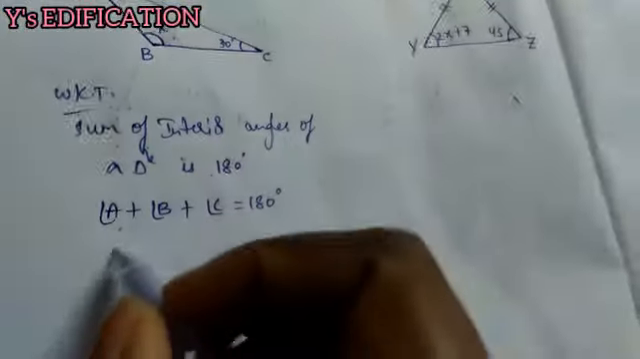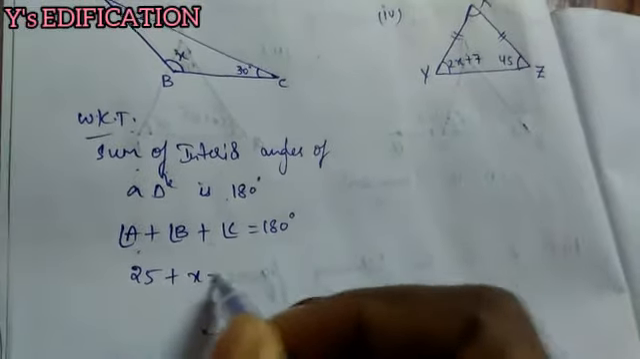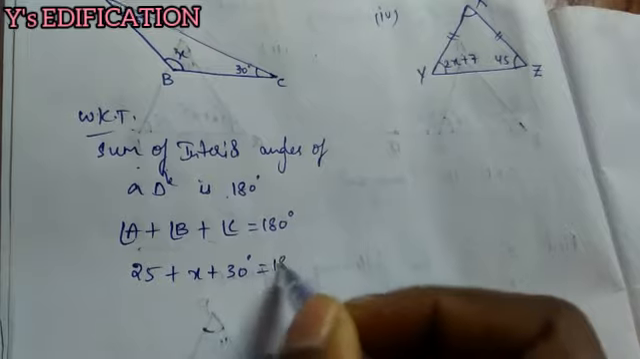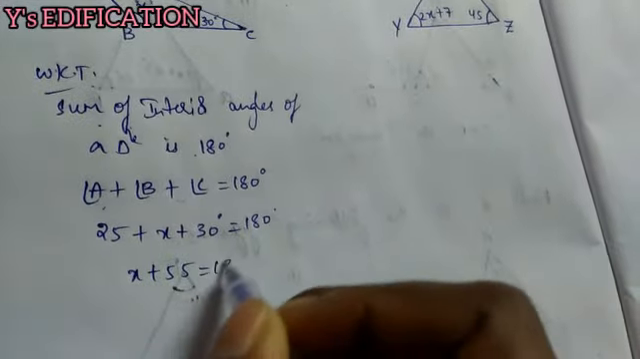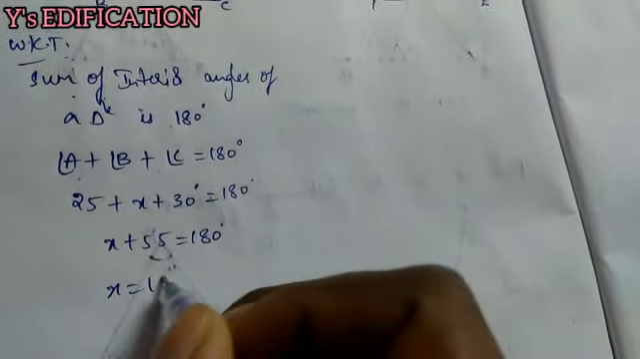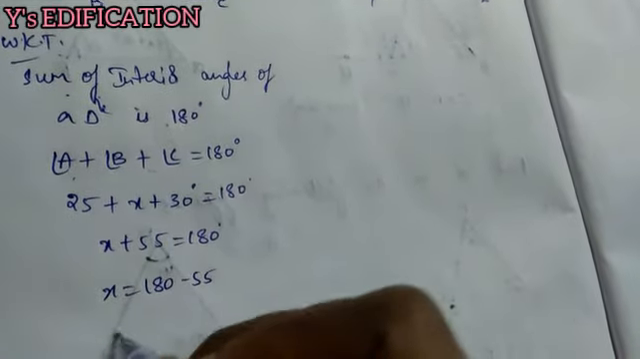So what is angle A here? 25 plus x plus 30 is equal to 180. So 25 plus 30 is 55, so 55 plus x is equal to 180. So x is equal to 180 minus 55. So the x value is 125 degrees.